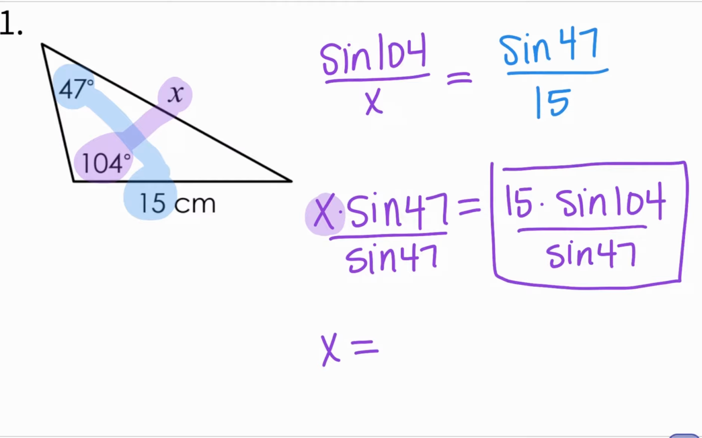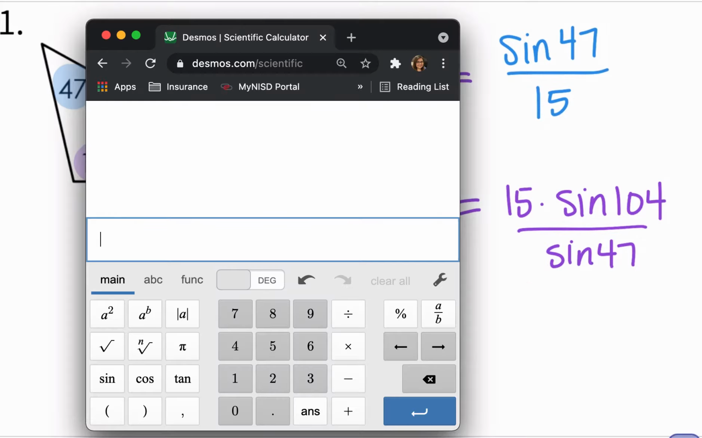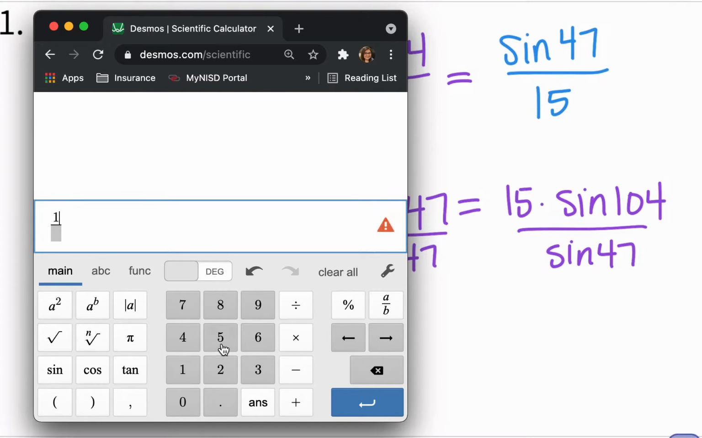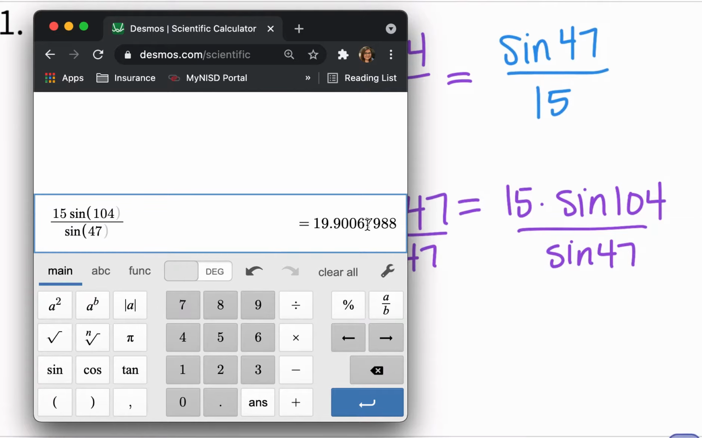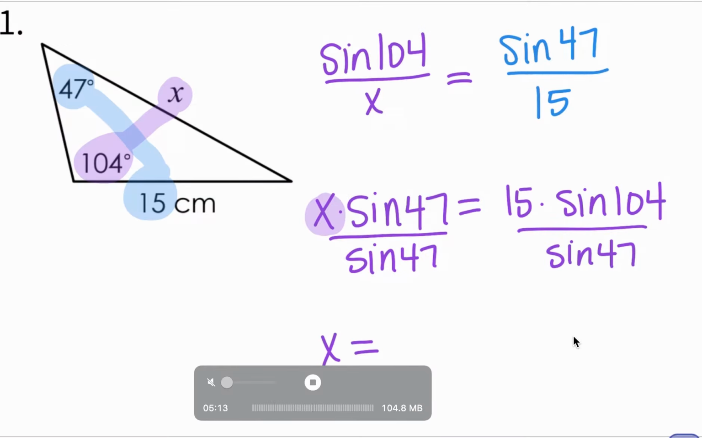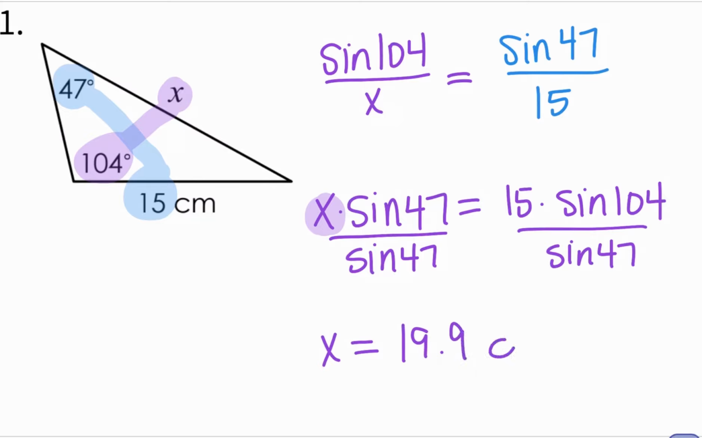So I think I have a calculator pulled up already. Okay, so here's Desmos. And all I did was just minimize my screen so that I could fit it all on there. So this here, we're going to type it into the calculator. Just be aware that you have to be on degree mode. Okay, so 15 sine of 104 divided by sine of 47. And there's our answer. They told us to round to the nearest tenth, so this would be 19.9. So x equals 19.9 centimeters.